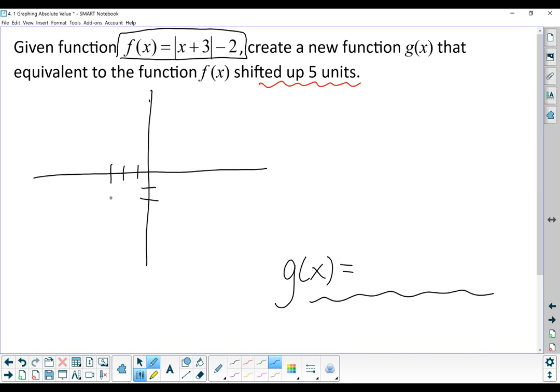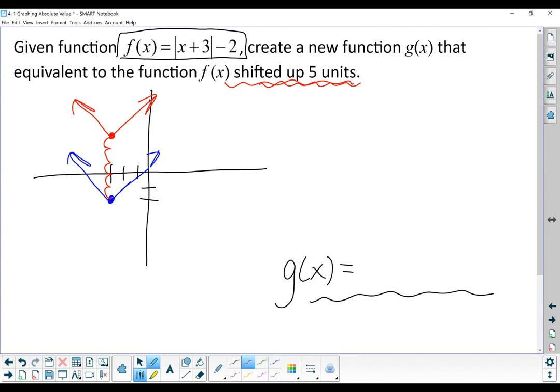So I have an absolute value function with its vertex located at -3, -2. I'm just going to hastily draw the V; I'm not counting it very carefully. What I'm trying to think through is, what would the new equation be if I shifted it up 5? 1, 2, 3, 4, 5. My new vertex would be here.